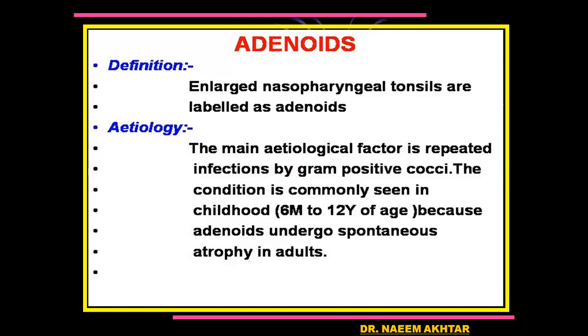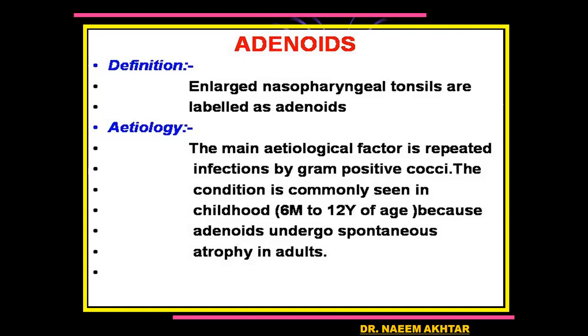Adenoids are actually the enlarged nasopharyngeal tonsils. You know from anatomy that in childhood, in the nasopharynx, there is a collection of lymphoid tissue in the roof, the postero-superior wall of the nasopharynx. When they are enlarged, they are called adenoids.